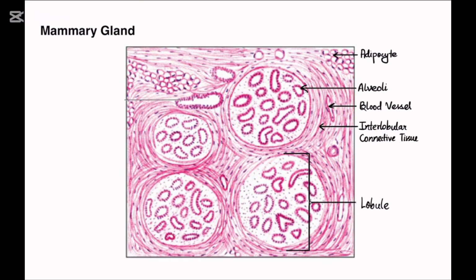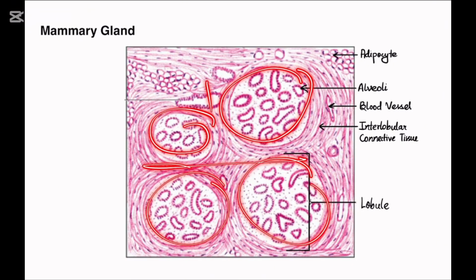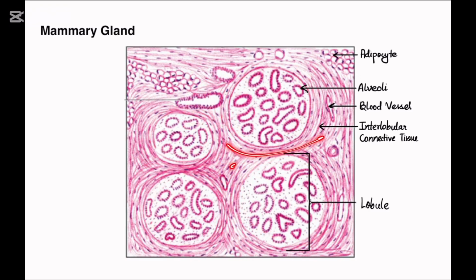As for the glandular system, as I mentioned earlier, you have these alveoli that are arranged in a bunch, and this is called a lobule. And there are multiple lobules which give off terminal ducts that end up in the lactiferous duct. Now, in between each lobule, you can see septa, which is also called interlobular connective tissue.